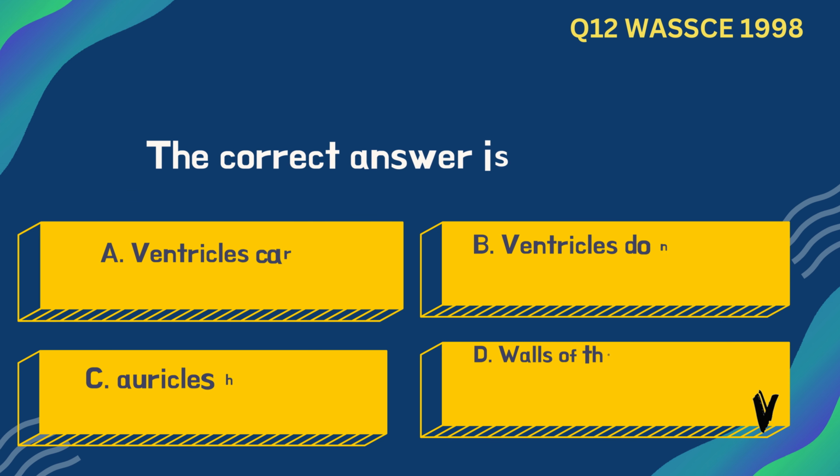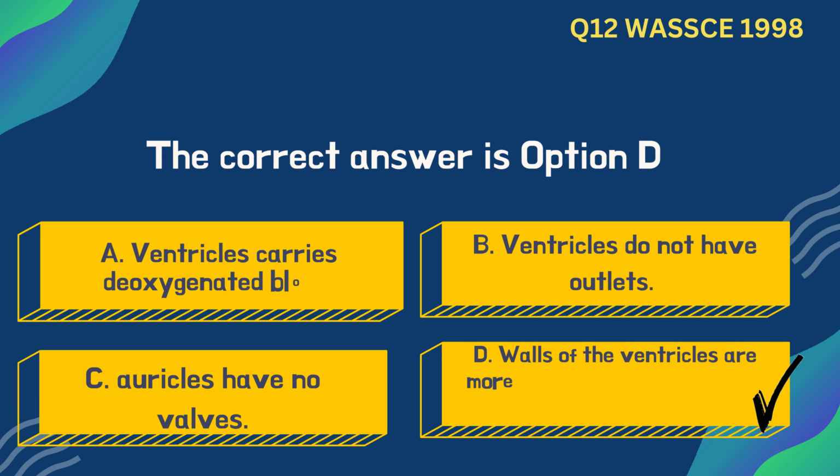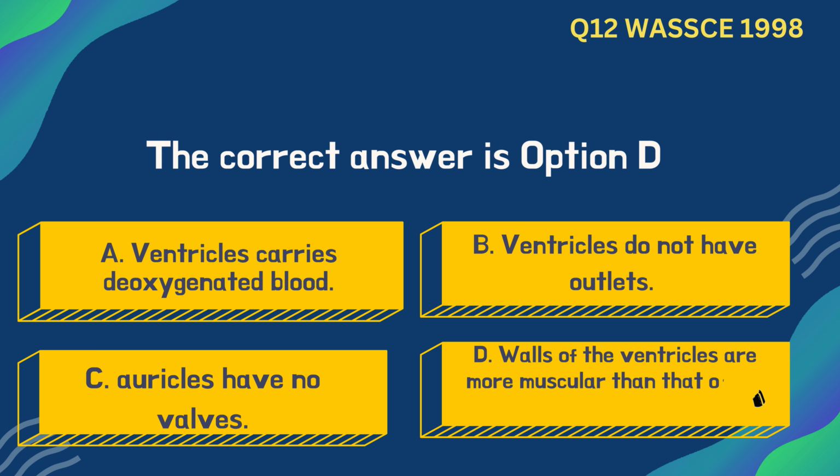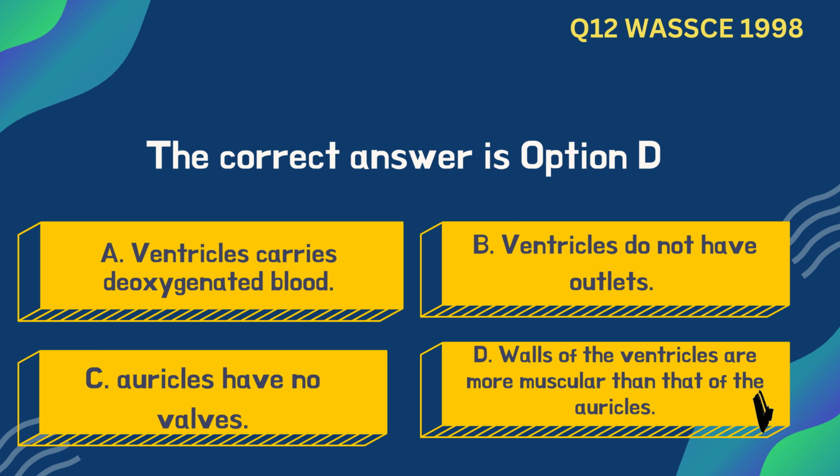The correct option is option D, because walls of the ventricles are more muscular than that of the auricles. This is as a result of the high pressure with which the ventricles pump the blood.